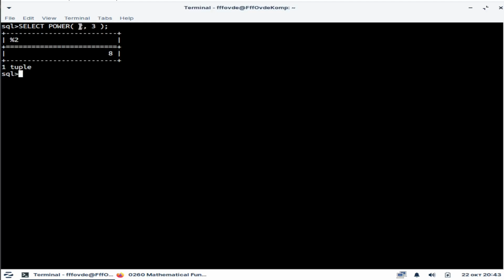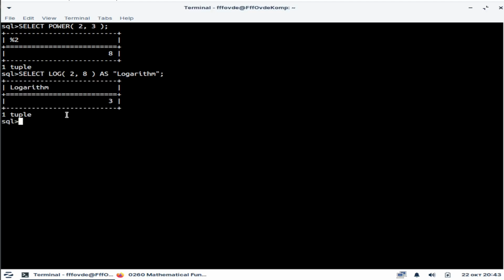But what if we know number 2 and we also know number 8? How to get this number 3? So we need an inverse function, and that inverse function is logarithm function. We can use it like this, and this function will return 3 for arguments 2 and 8. In this case, we have used 2 as a base number.